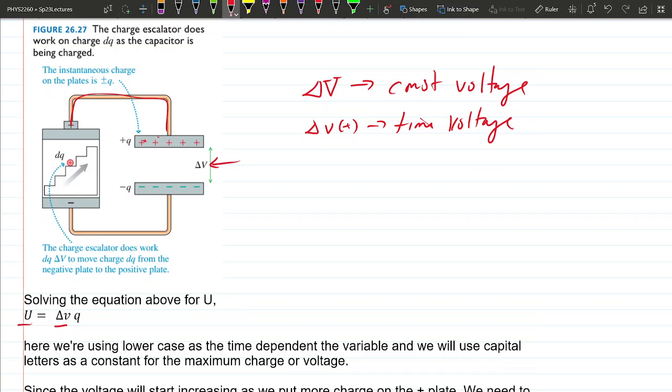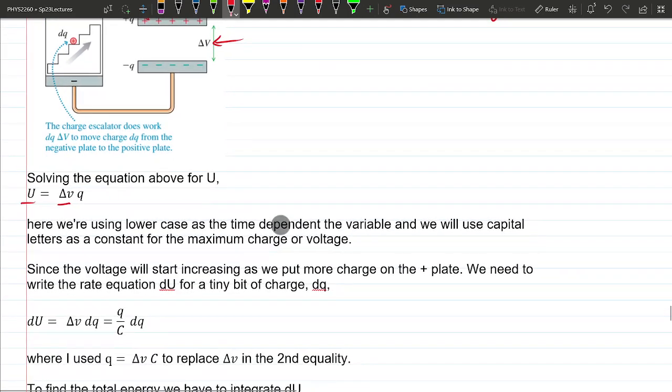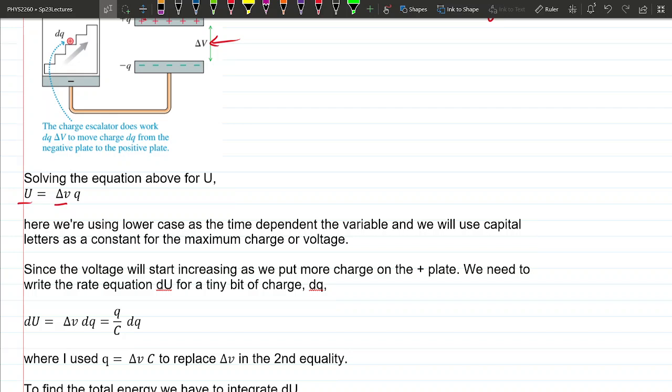Because what's happening is that as you move these charges here, you're building up more and more voltage across this capacitor, because you're increasing the charge density as a function of time. So therefore, the amount of potential energy you store into the capacitor is a little bit of voltage that changes with time, times how much charge you put on there.